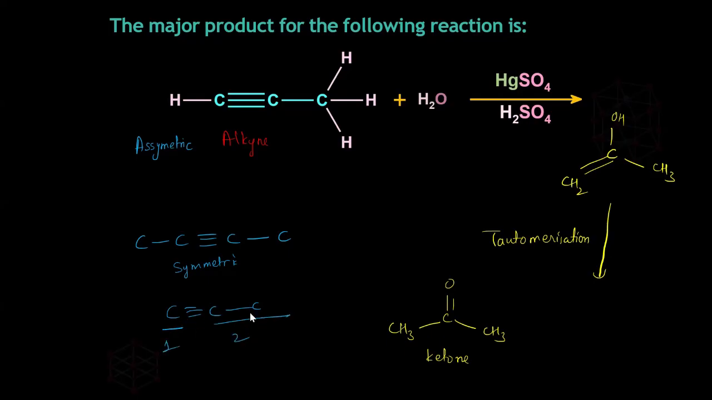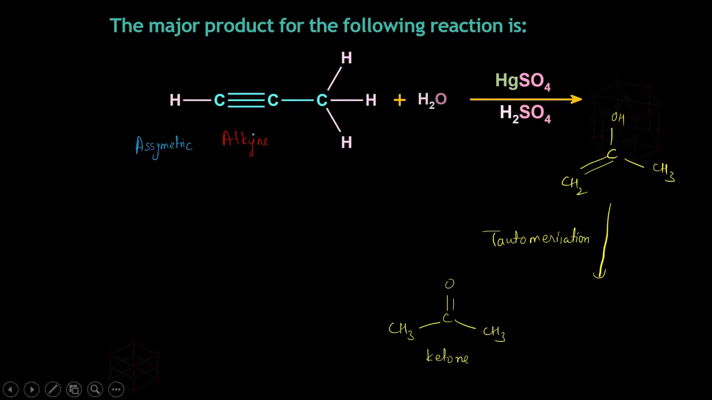Okay. So for the asymmetric alkyne, in the acidic condition, suppose you are using sulfuric acid, the acidic hydrogens will attach to the carbon which has the greater number of hydrogens. So which carbon is having the greater number of hydrogens here? Out of this carbon and this carbon, which one has more hydrogens? This one has more hydrogens, yes or no? So the hydrogen will go and attach here, whereas the OH group will attach to the carbon which has fewer hydrogens.